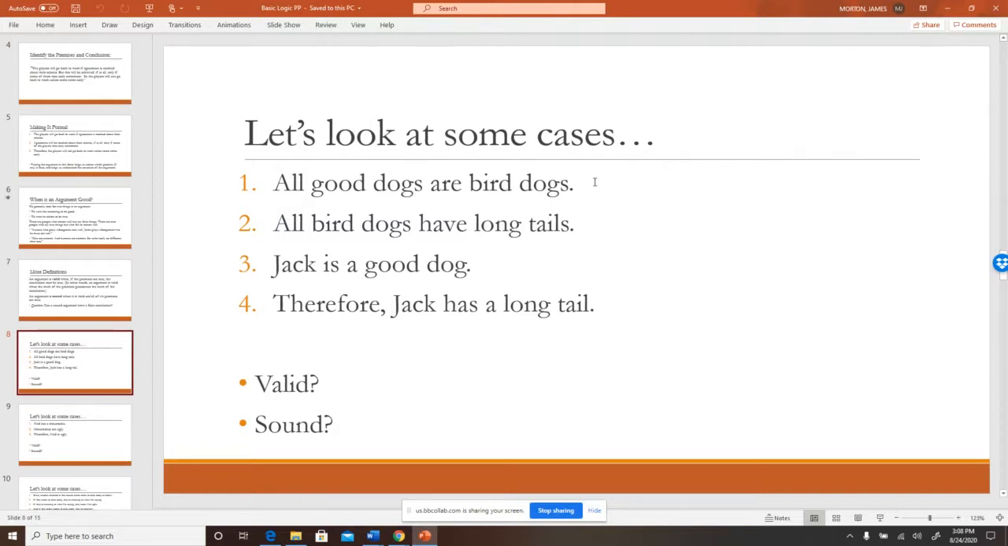I don't know if my dog is one of those dogs. I mean, he's not a bird dog, but I'm not sure he's a good dog. And I believe there are bird dogs that don't have long tails. I'm not super well versed in bird doggery, but I think that there are some that don't have long tails. And we don't know anything about Jack, so we can't really evaluate the truth of 3. Jack is not my dog, but it might be false. But we know that 1 and 2 are false, and so we know it's not sound.